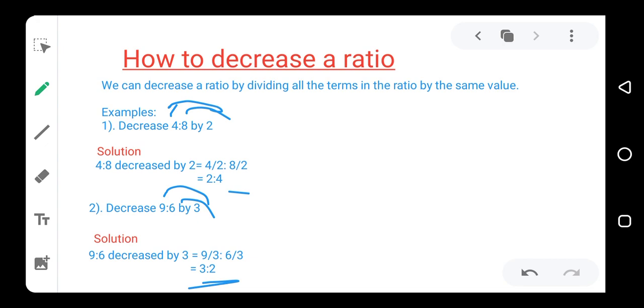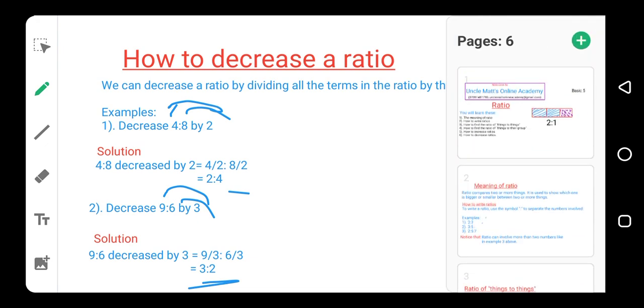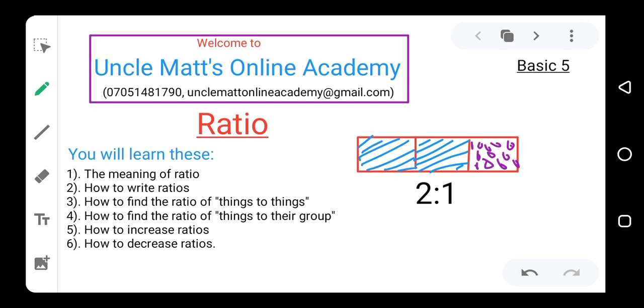Okay, so I believe this is very clear. And in this lesson, you can see that we've been able to treat all these. We've learned the meaning of ratio, how to write ratios or express them, and also how to read ratios when written. When we are writing it, we write the numbers and put a colon to separate the two of them. And if we are reading it, we say the first number, then we say is to, and then we put the second one.